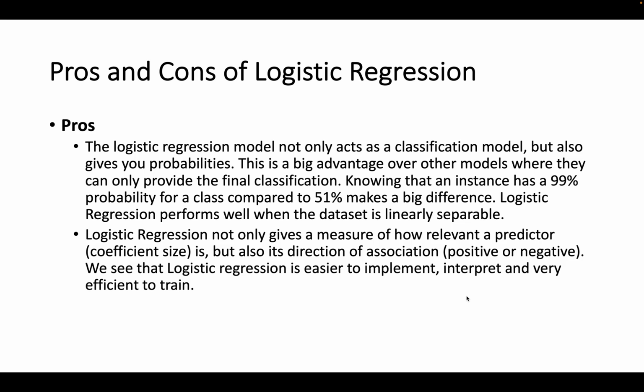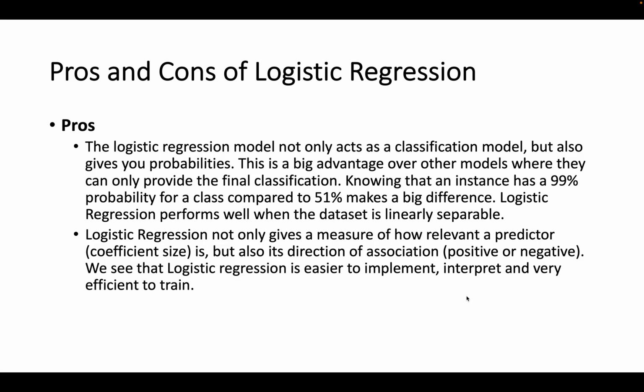The logistic regression model not only acts as a classification model. So we know we use logistic regression for classification, but it also gives you probabilities, because we work on the basis of probabilities. This is a big advantage over models that can only provide the final classification.